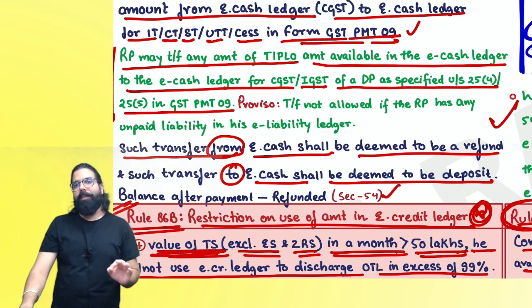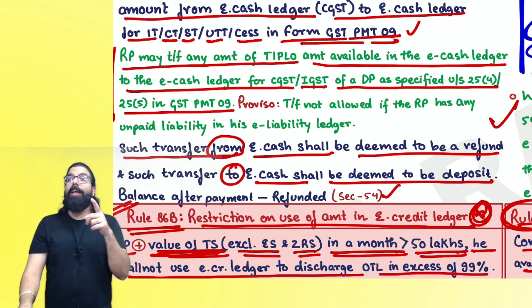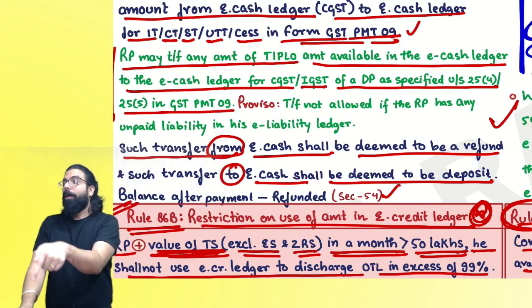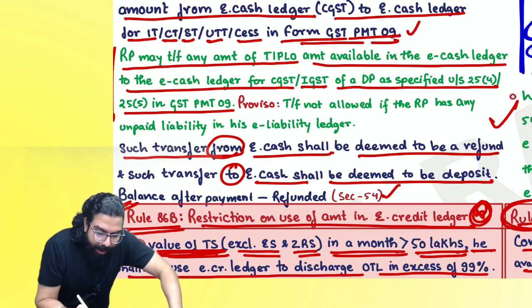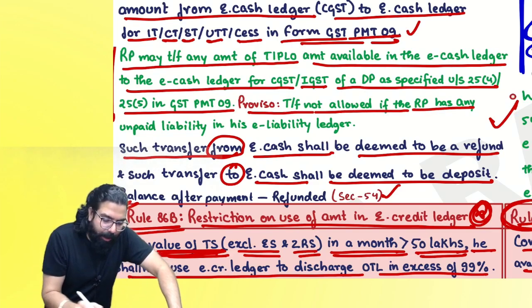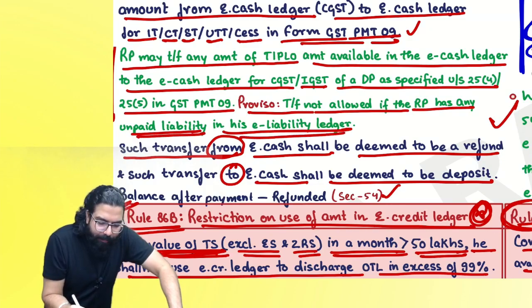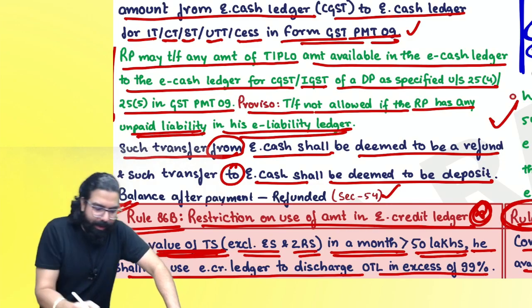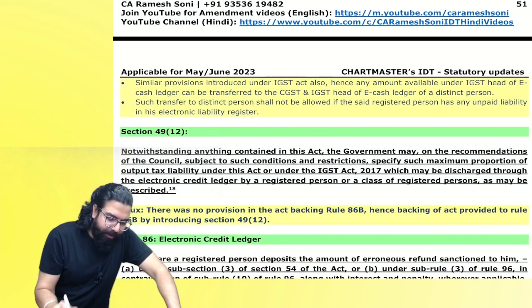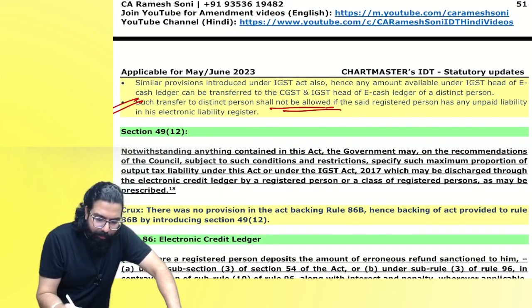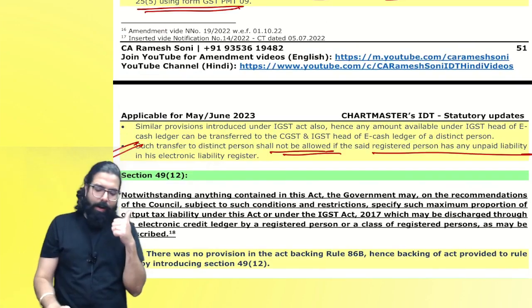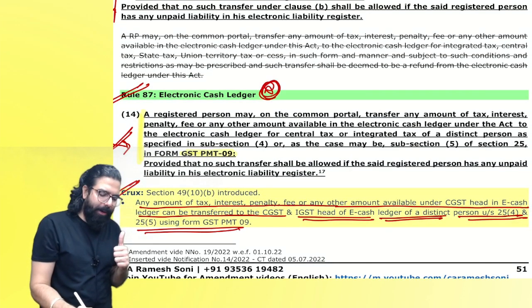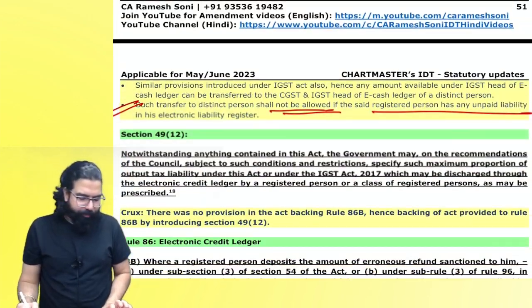But remember one thing, before helping others, help yourself. If you have any liability payable, first pay that, otherwise the transfer will not be allowed. It says any transfer will not be allowed if the registered person has any unpaid liability in his liability ledger. The same thing is written over here: such transfer will not be allowed if the registered person has any unpaid liability. Are we 100% clear? This is a good amendment. Please be careful. Can I go ahead, everyone?